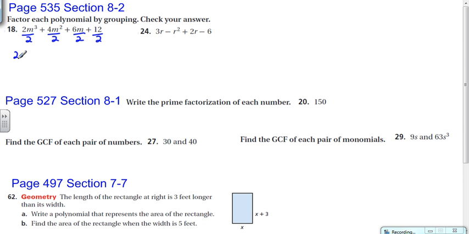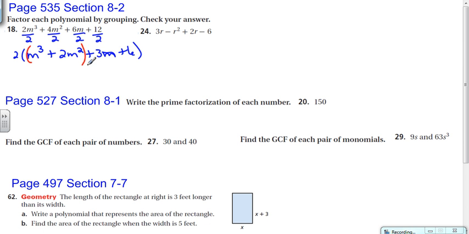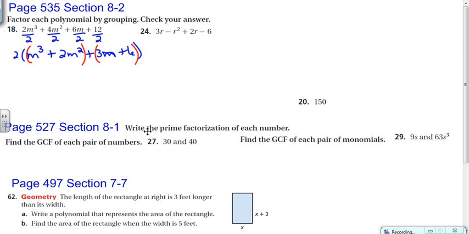So that's going to leave me with 2 times m cubed plus 2m squared plus 3m plus 6. And now I'm going to group within that problem. So I'm going to group the first 2. I'm going to group the last 2. So I'm kind of going to ignore this 2 on the front for right now. I'll come back to that at the very end.